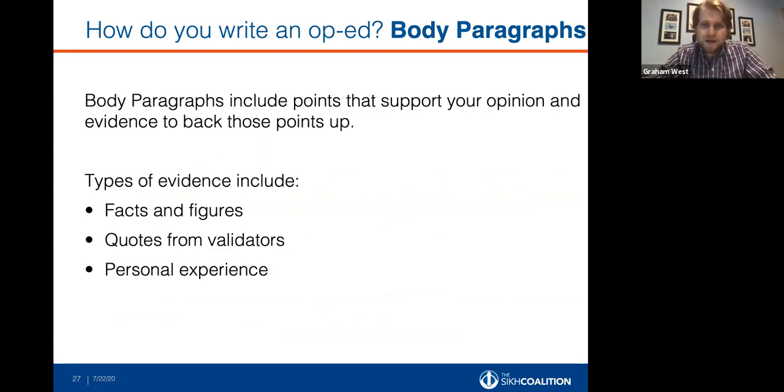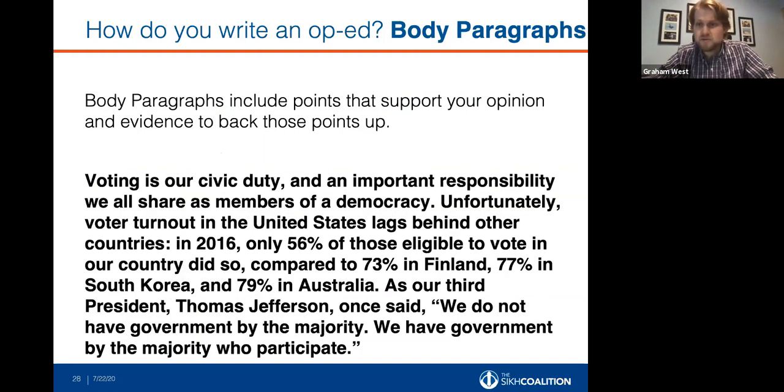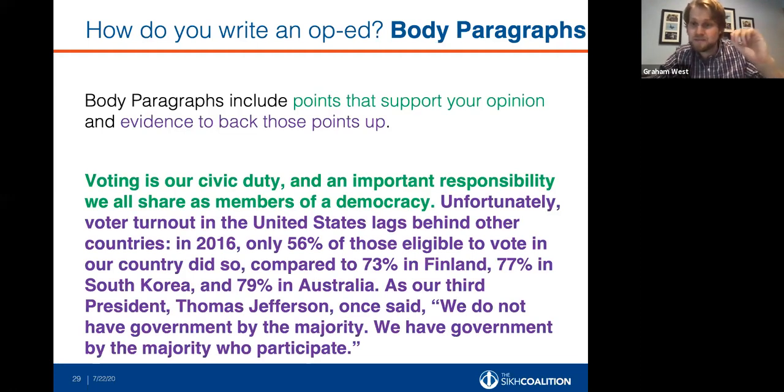So, by way of example, here's a body paragraph that I might put underneath the introduction that I just showed you, right? So voting is our civic duty and an important responsibility that we all share as members of a democracy. Right there in green, that's the point that supports my thesis statement. That's the thing that supports the reason why it's important for people to go and vote. And then everything else in purple is all the evidence that I have to back those points up, right?